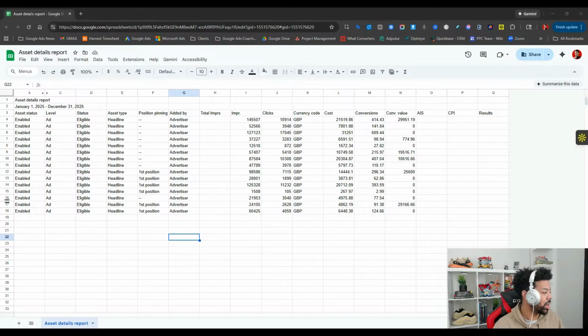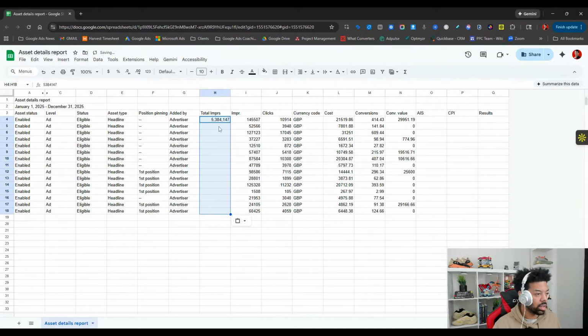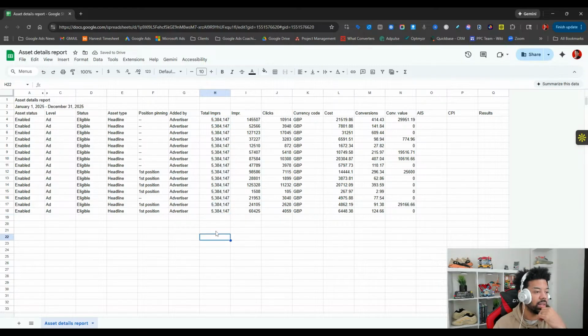All right, so the total amount of impressions they got during that time period was around 5 million. So I got 5.3 million impressions for the year 2025. So now I'm just going to copy and paste this for every one of these.